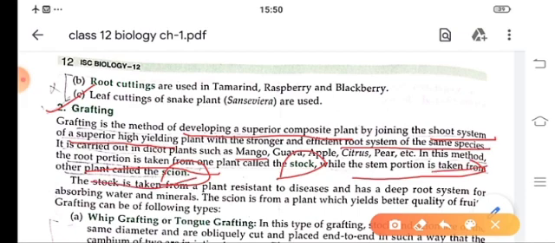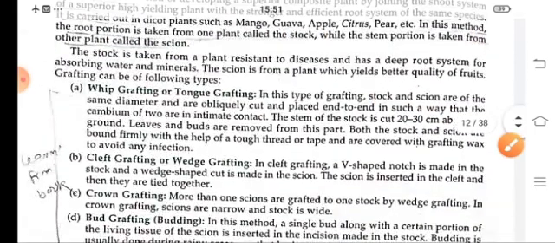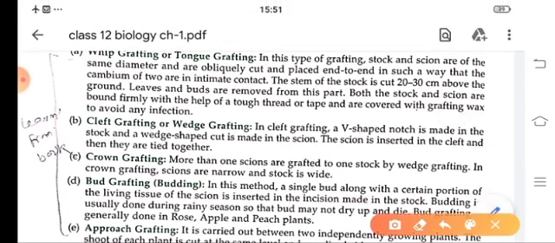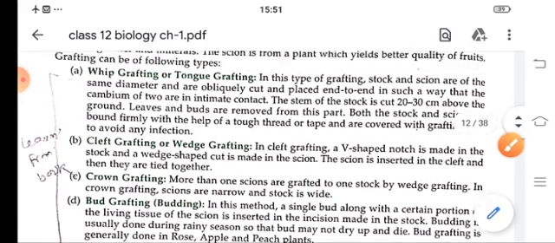Now the scion is from the plant which yields better quality of fruits, and it can be done by following methods. Now how can this grafting be done? Number one is whip grafting or tongue grafting.